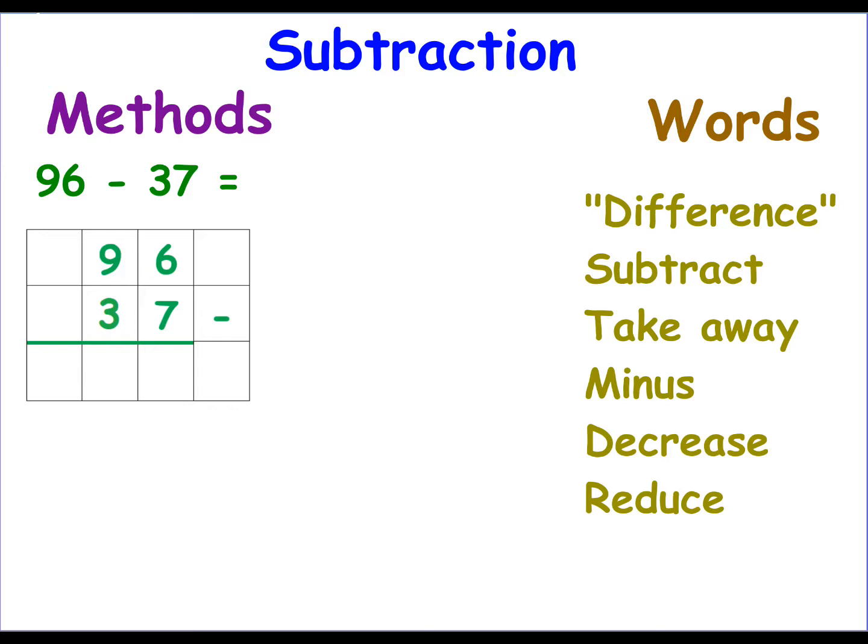Let's have a look at some of the methods to do subtraction, starting with the column method. So here, again, we line up the units and the tens for 96 and 37, and we start at the right and work our way across. So starting with the 7, can we take it away from 6? Well, no, we can't, because 7 is bigger than 6. So this means we need to increase the size of the 6. And we do this by borrowing 10 from the 90 here.